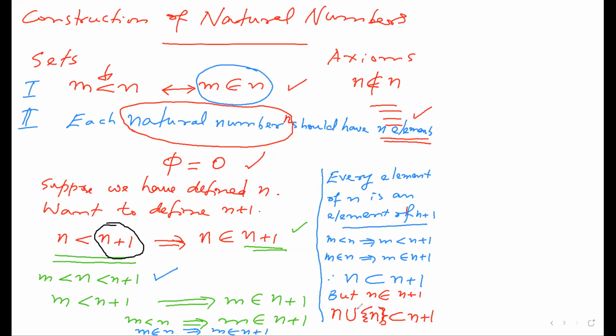Therefore, because it's a union, every member of each of these sets must be in this, follow? So n is contained in n plus 1. That's what we have here. Okay? So this is true. The set n is contained in the set n plus 1. On the other hand, every member of n is in n plus 1. Every member of this set is in n plus 1. So this is true. Wow.